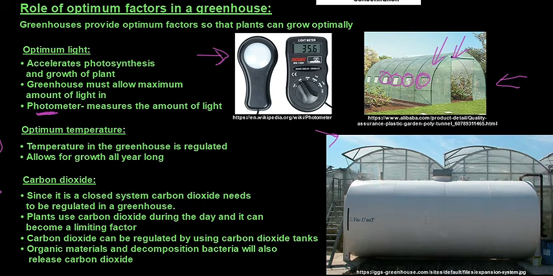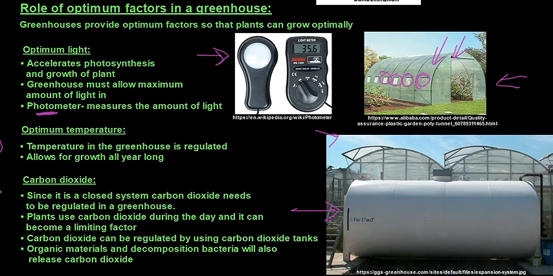Carbon dioxide, the next one. Since it is a closed system, carbon dioxide needs to be regulated in a greenhouse because it can't enter by itself. Plants use carbon dioxide during the day, and it can become a limiting factor if the plants use up all of the carbon dioxide. Carbon dioxide can be regulated by using carbon dioxide tanks like here. People can use them to pump carbon dioxide into these greenhouses.